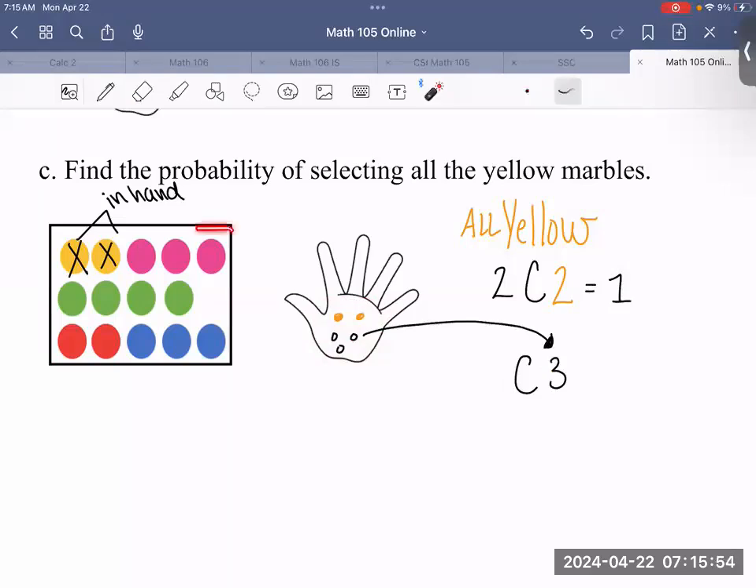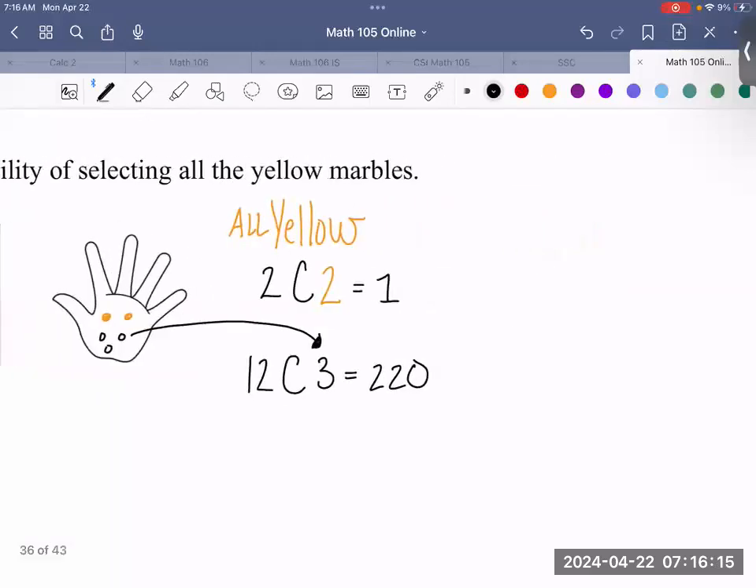Now, how many are left in the bag at this point after selecting the yellow? Well, I have 1, 2, 3, 4, 5, 6, 7, 8, 9, 10, 11, 12. So I have 12 in my bag that I need to pull from. Doesn't matter which color. They just said, make sure you grab all of the yellow ones. So we have 220. It's a requirement that we get those 3.